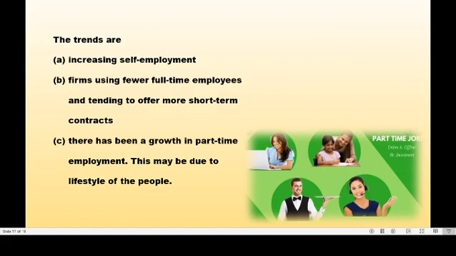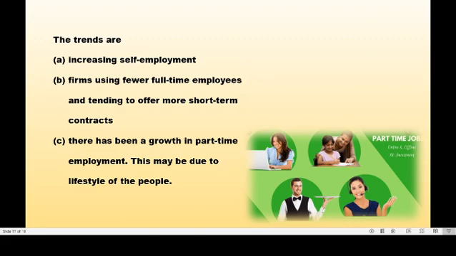So what are the different types of trends that are being followed in the employment pattern? One is increasing self-employment. There are many people who have now started to employ themselves. And there are many companies using fewer full-time employees and tending to offer more short-term contracts. I mean, they are now planning to give contract work, so that people can sit in their home and work, and there has been a growth in part-time employment.